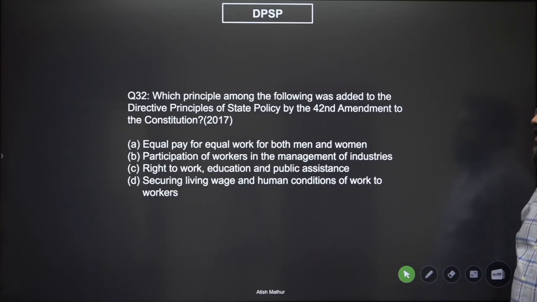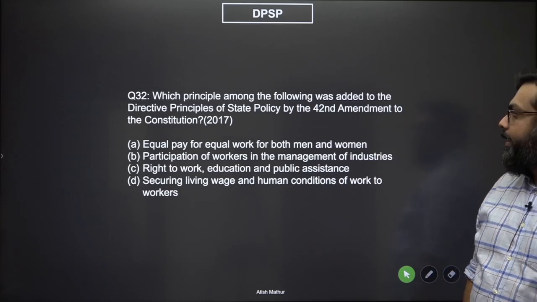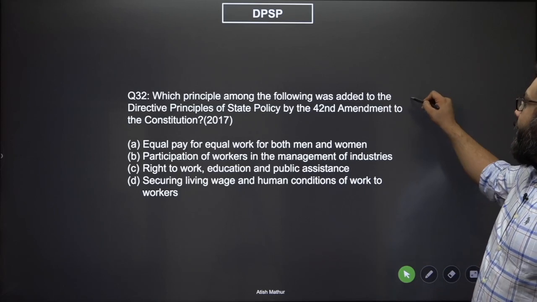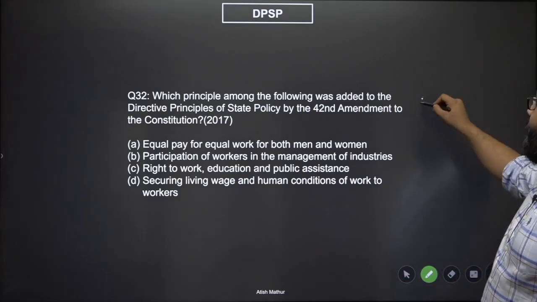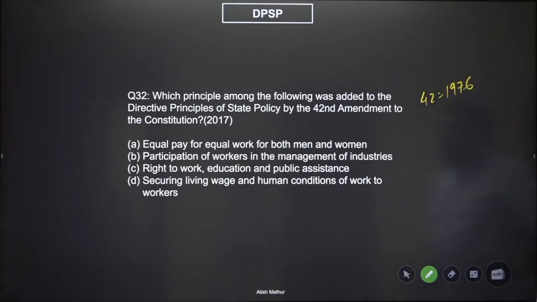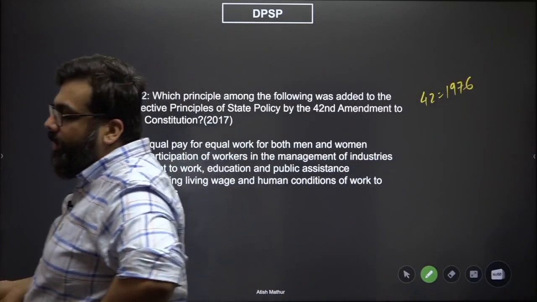Next, which principle among the following was added to the directive principles of state policy by the 42nd Amendment to the Constitution? 42nd Amendment is 1976. We've all remembered this. Equal pay for equal work for both men and women, participation of workers in the management of industries, right to work, education and public assistance, securing the living wage and human conditions of work to the workers.